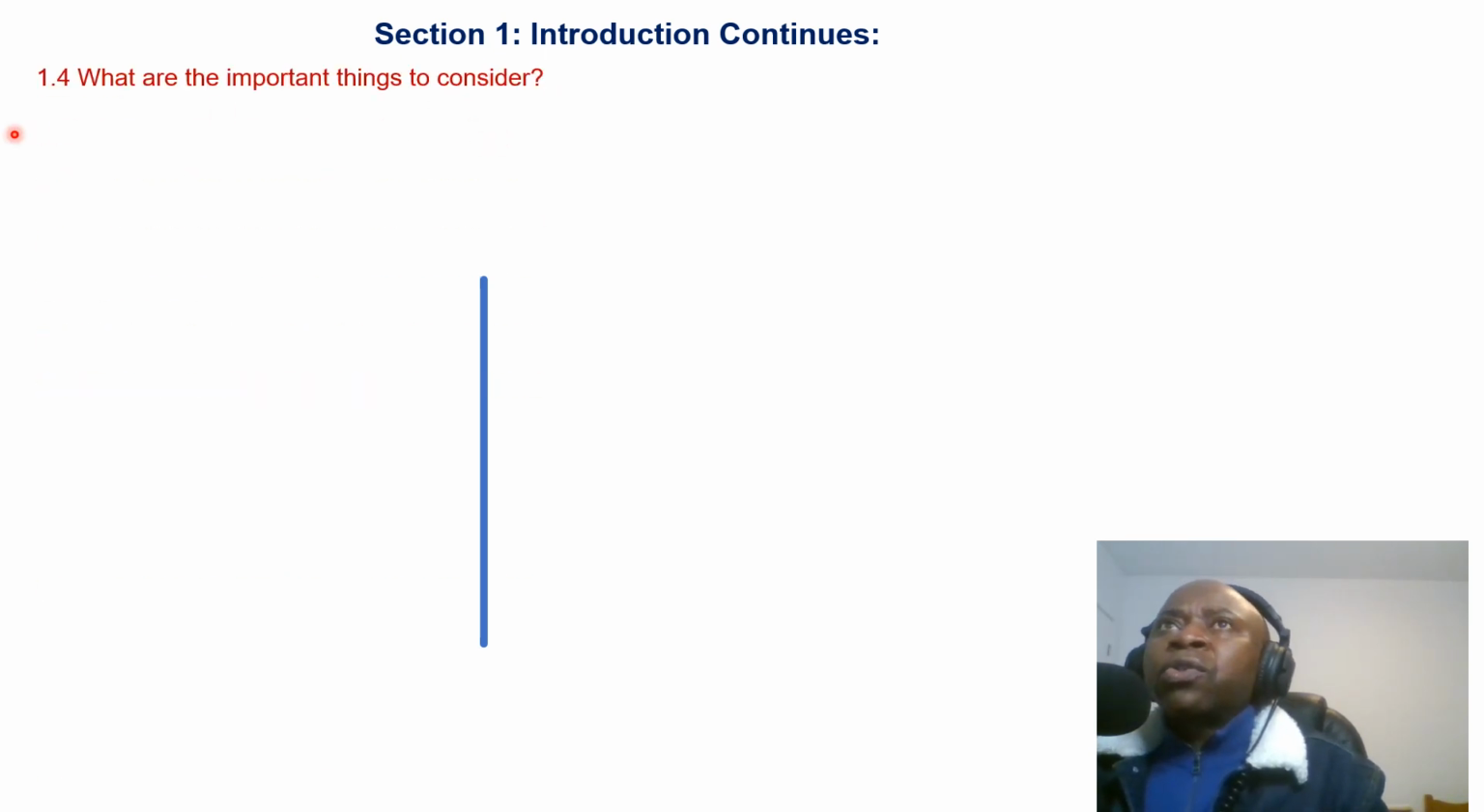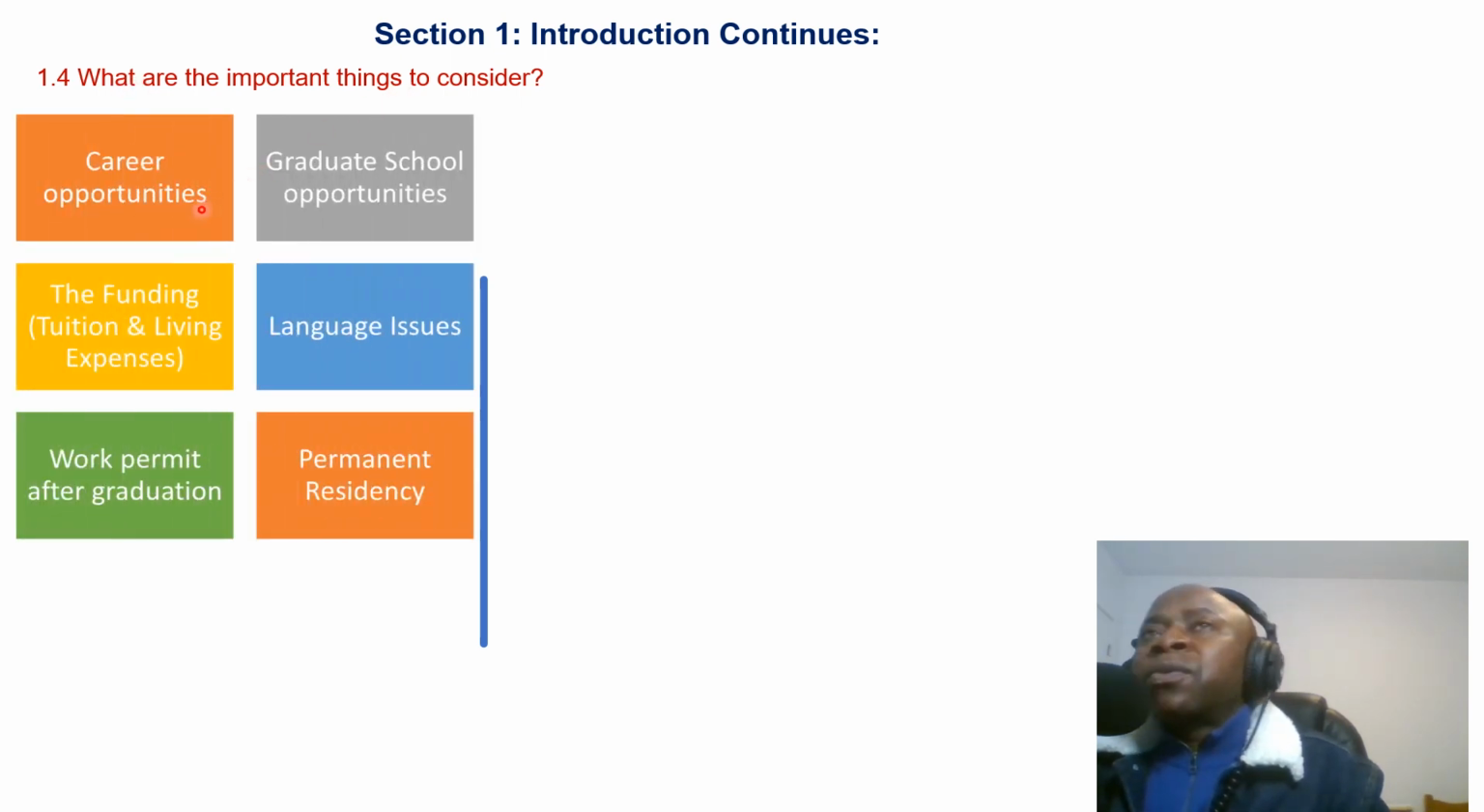The introduction continues. The second question or issue we will address is: what are the important things to consider? The first is career opportunity. You have to look at which country will offer you career opportunities as somebody with a bachelor degree or diploma. The second point you have to consider is graduate school studies: which country offers you the possibility of doing graduate studies after graduation.